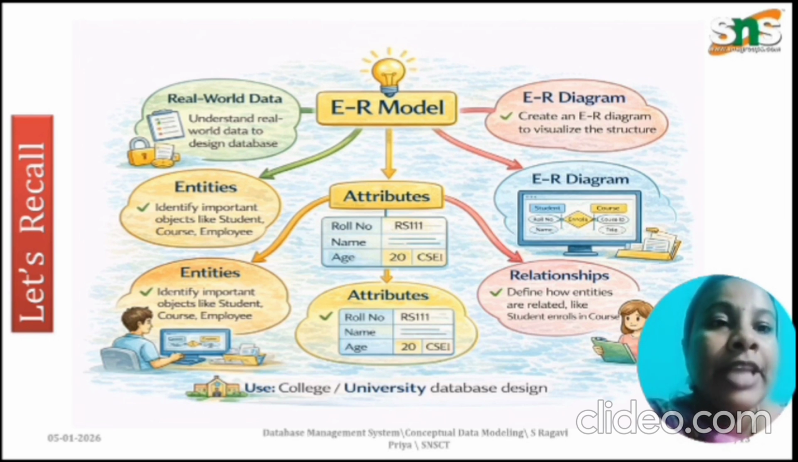So next one is attributes. So each and every entity consists of a set of attributes. For example, a student entity consists of roll number, name, age, etc. So next one is relationships. So relationships define how entities are related, like student enrolls in a course. So it establishes a relationship between one or more entities. So then we will design an ER diagram based on the collected entity attributes and by establishing a relationship between them to visualize the database structure.